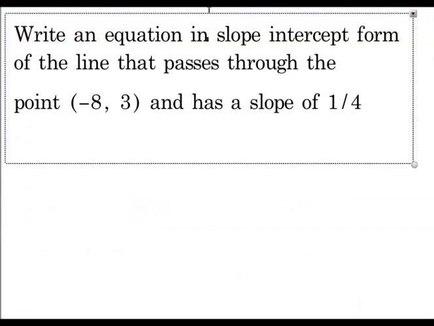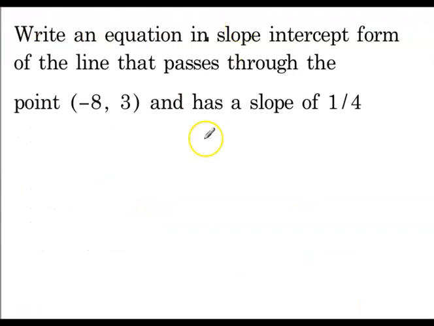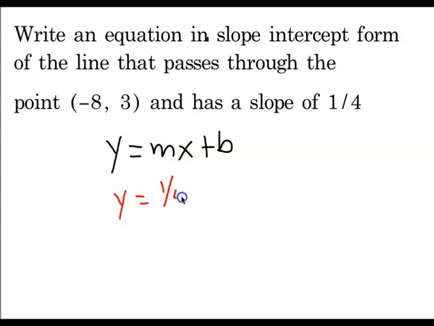Okay, so similar to yesterday, we're going to write an equation in slope-intercept form of a line that passes through the point (-8, 3) and has a slope of 1/4. The only difference is you are not given the y-intercept. So I'm going to show you how you would find the y-intercept. We know slope-intercept form is y equals mx plus b. I am going to sub in what I know. So I know it's y equals 1/4 x plus b.